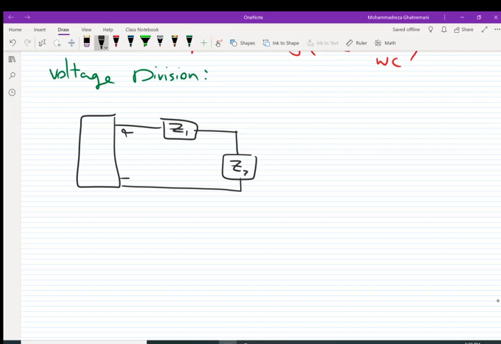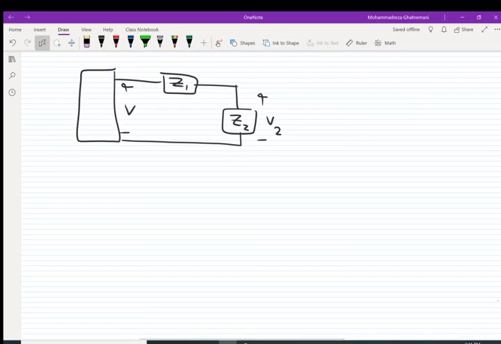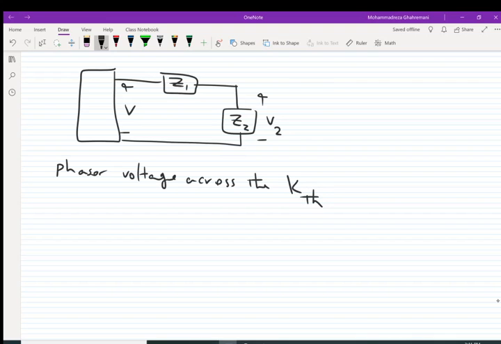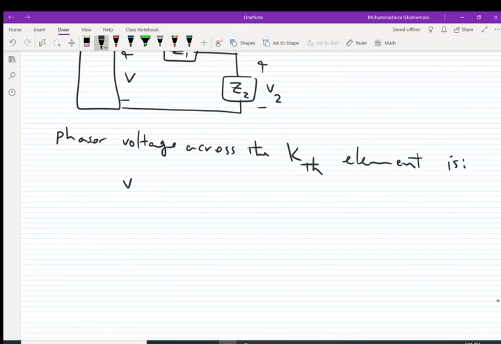The voltage across both of them is V, and we want to find V2, for example, as a function of V. We know that the phasor voltage across the kth element, element number k, V sub k, is equal to Z sub k times I.